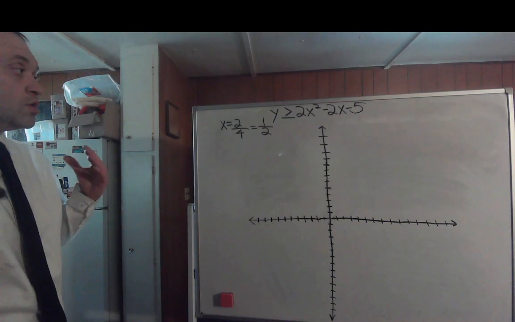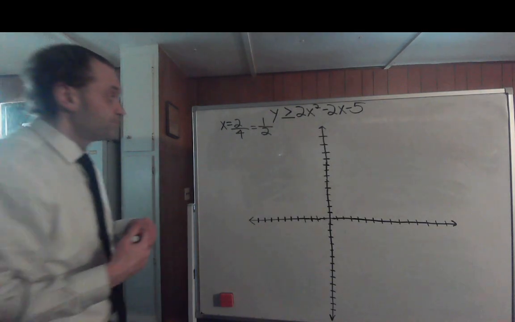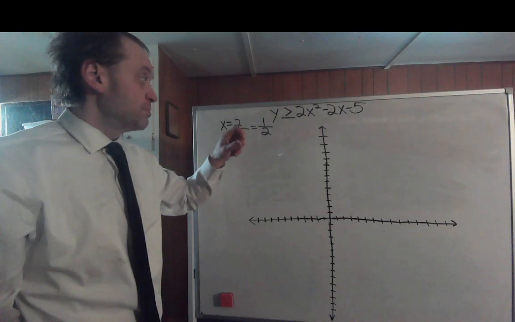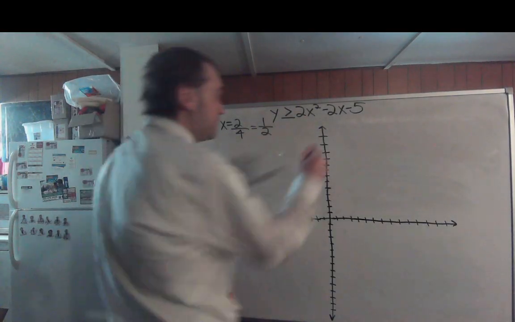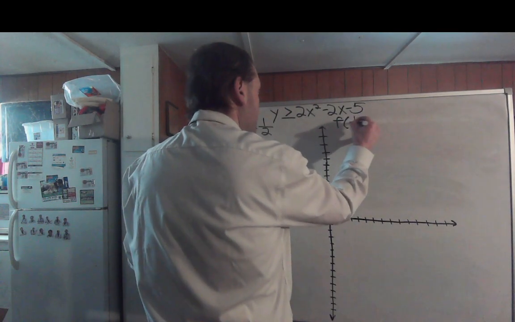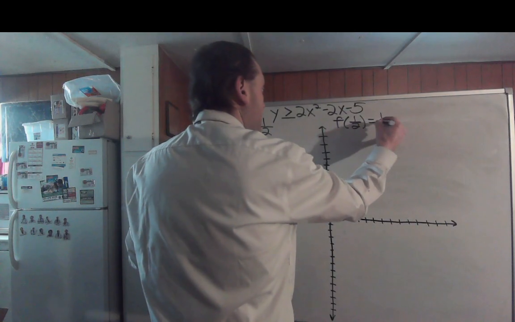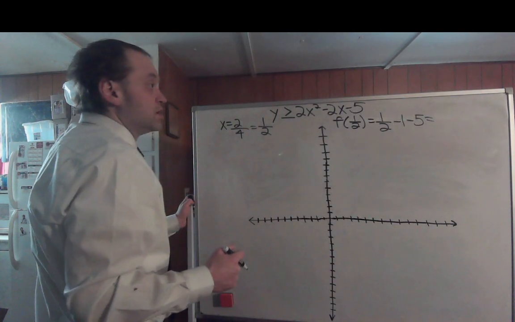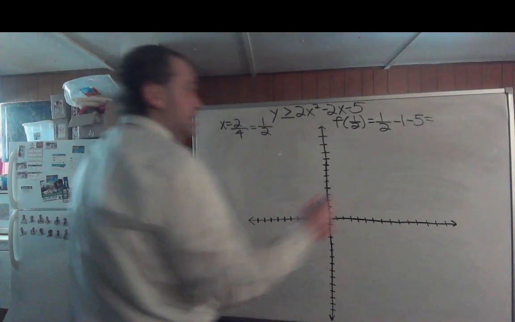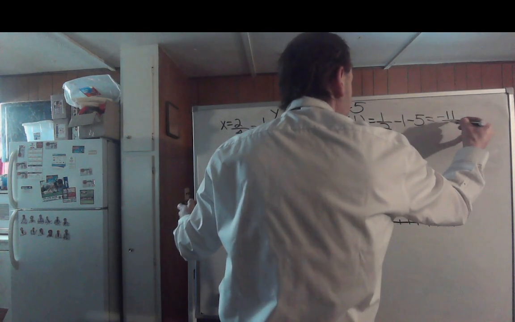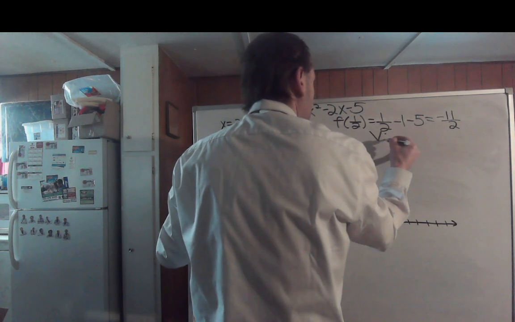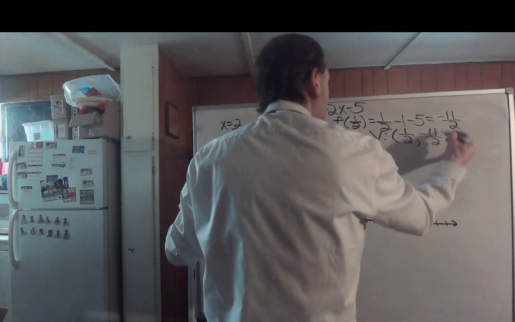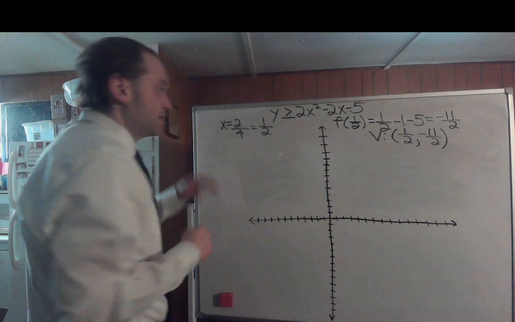Now we have to find the y-coordinate. So 1/2 squared is simply going to be 1/4. Well, 2 times 1/4 is 1/2. So you'll have f of 1/2 would equal 1/2 minus 1 minus 5. So that'd be negative 1/2 minus 10/2. That'd be negative 11/2. So the vertex would be located at the point 1/2, negative 11/2. That would be your vertex, all right?